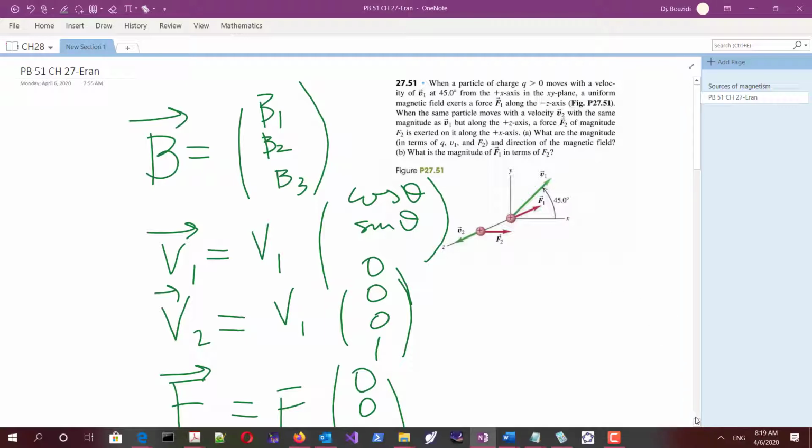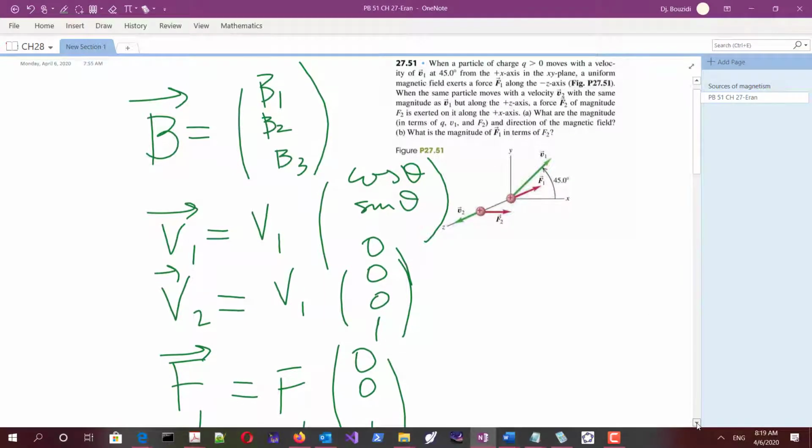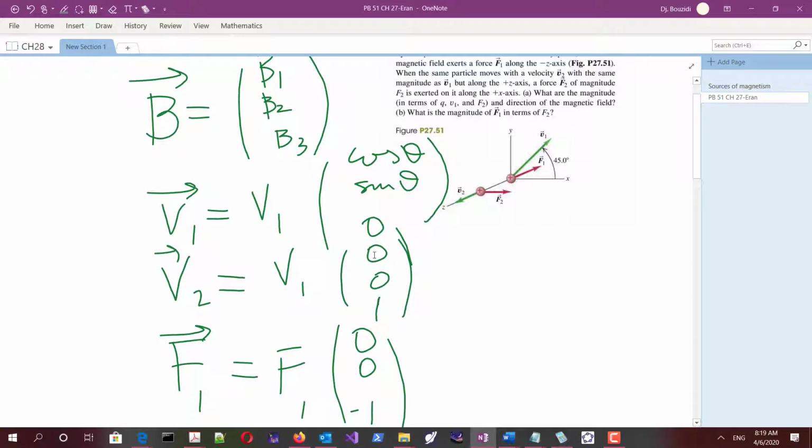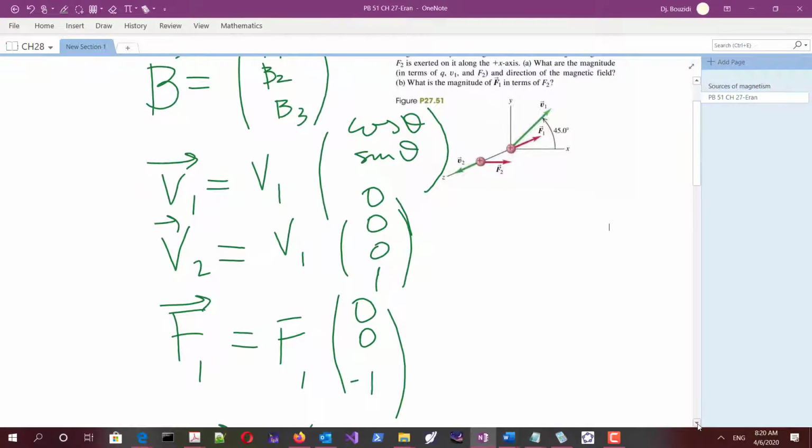Now, the vector V2 has the same magnitude as V1. That's why I put it here as V1. And it has no components along the x and y directions, only along the z direction. And that is V1, basically. That's the whole vector itself along the z direction.